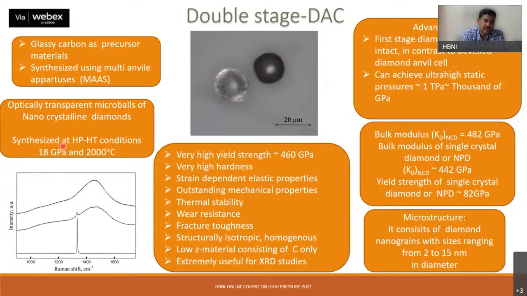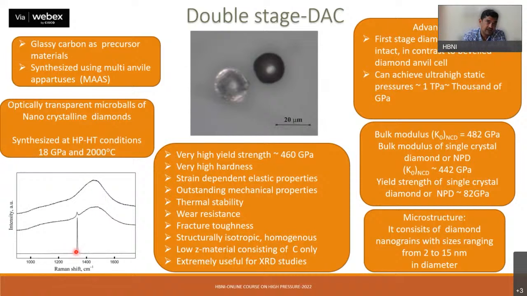So you see what is the application of high pressure and high temperature as well as these multi-anvil apparatuses. You can really synthesize larger, 20 micron size balls, which are optically transparent micro balls, as claimed by Dubrovinsky, and they are nanocrystalline diamond. They are not nano polycrystalline diamonds. They are not NPDs. They are nanocrystalline diamonds, NCDs. And these are synthesized at 18 GPa and 2000 degrees Celsius. And these are the optical characterization of these nanocrystalline diamonds.